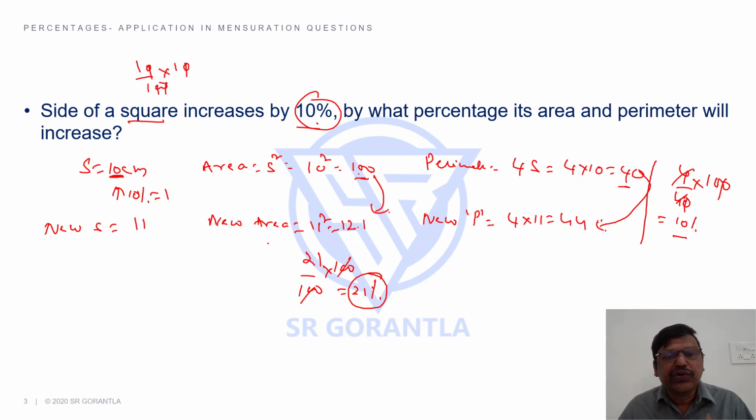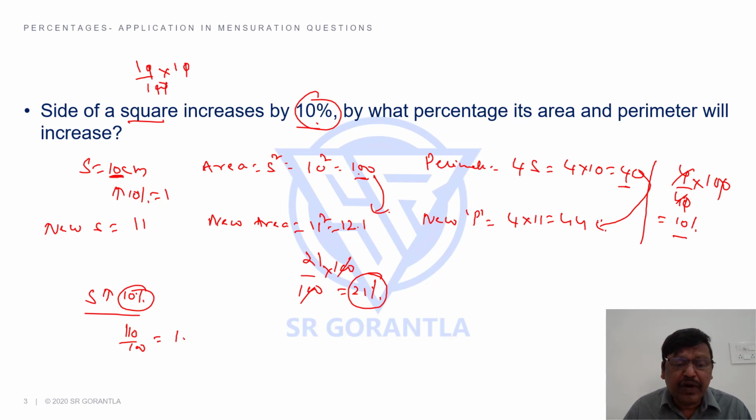So whenever you get a new question, if you don't get any idea, you can take an example like this and do it. But now let me tell you the shortcut. Now the side is increasing by 10%. If the side is increasing by 10%, what is the new side? 110% of the old one. It is nothing but 1.1 times the old side.